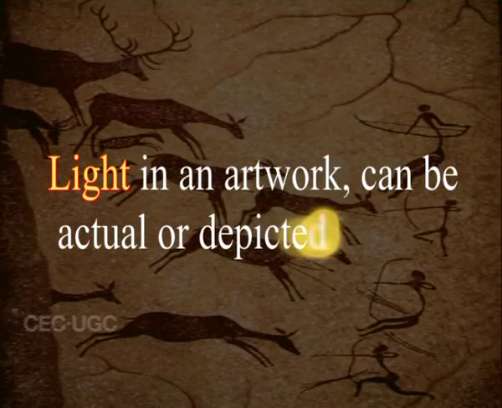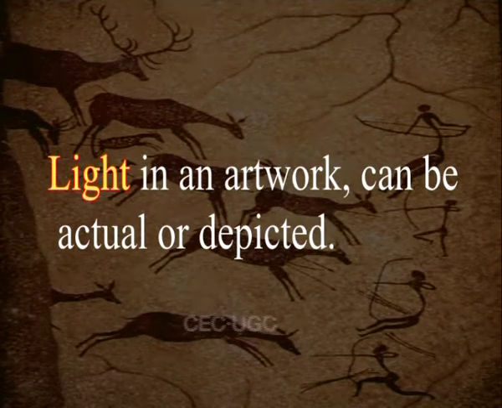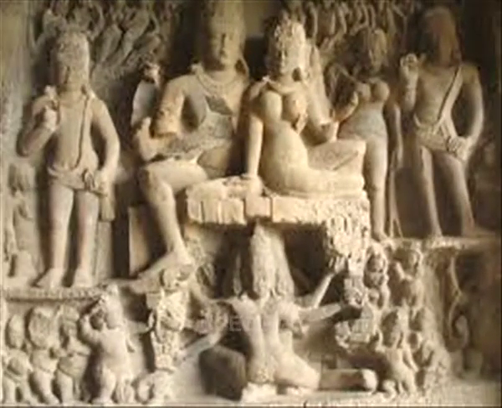Light and shade. Talking about light and shade, light in an artwork can be actual or depicted. Actual light may fall across a sculpted form to reveal its contours and textures, as in the sculpture Ravana lifting Mount Kailasha from Kailashnath temple.